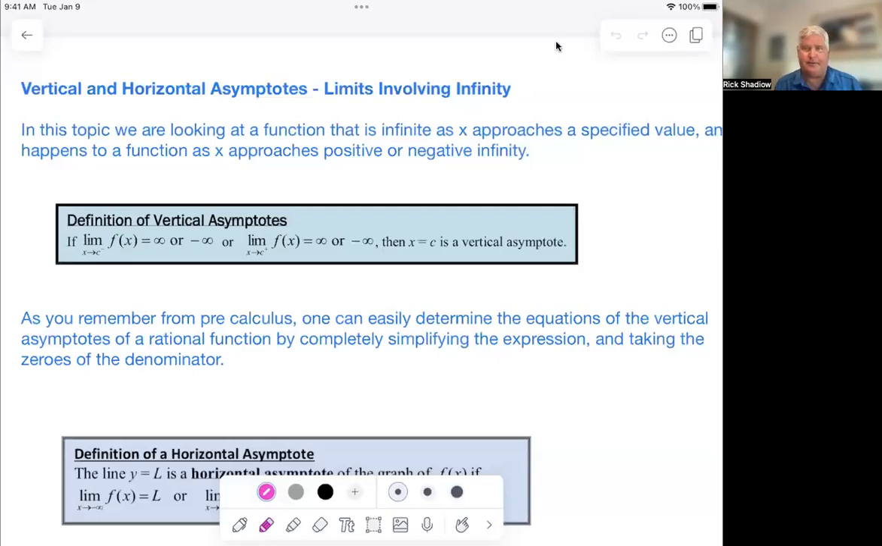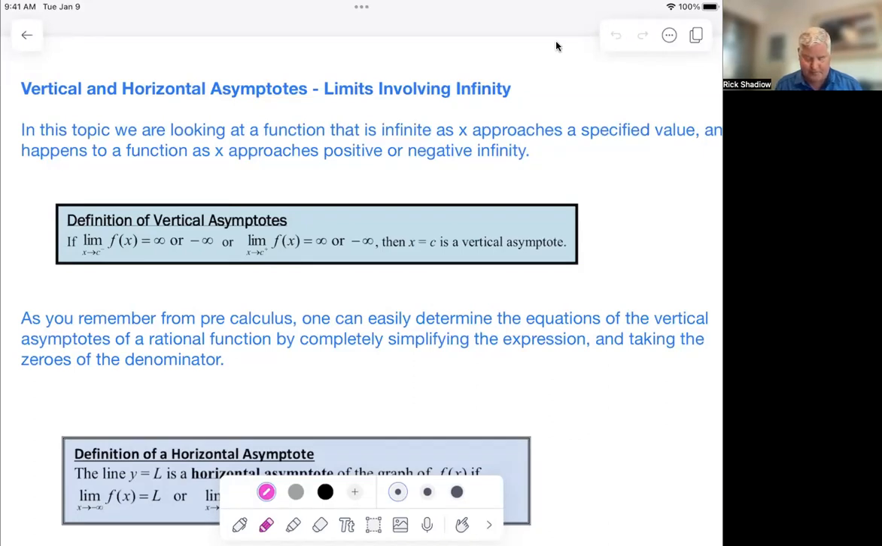So today we're looking at a topic that should be somewhat familiar to you. This transcends actually a couple different topics in the AP calculus curriculum. But anyway, vertical and horizontal asymptotes. These are both situations where the function is either going off to infinity, or as x is going off to infinity, positive or negative, that we're looking at the end behavior model of what's going on with a function.